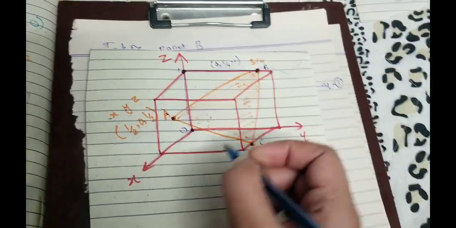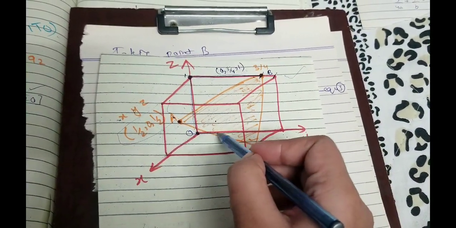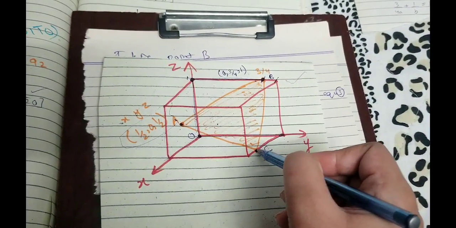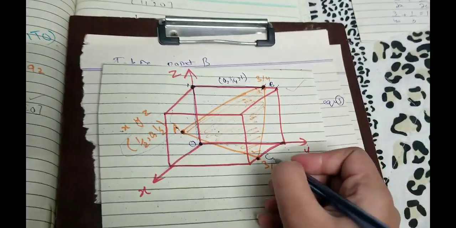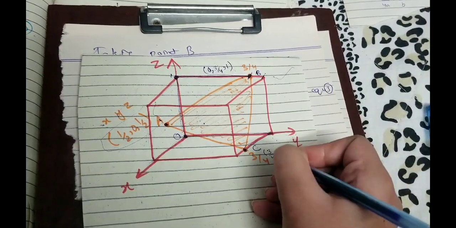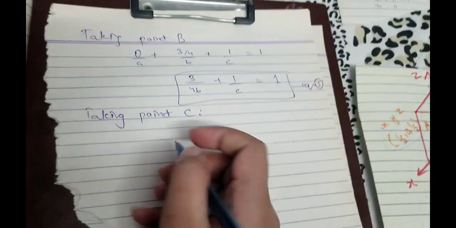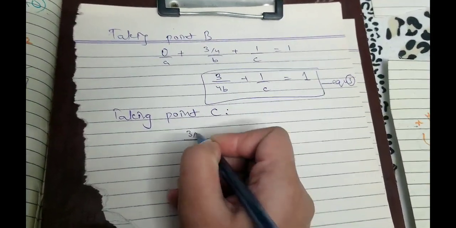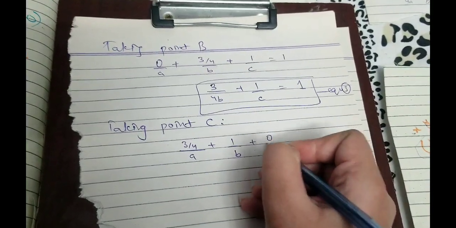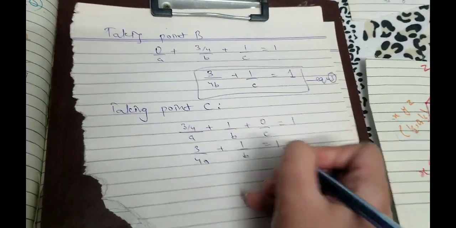This is the point C. Let us write its coordinates. To reach that point, we'll move 1 unit along the y-axis and 3 by 4 unit along the positive x-axis. No movement along the z-axis is needed, so 3 by 4 along x, 1 along y, and 0 along z. So 3 by 4a plus 1 over b plus 0 over c equals 1, that is 3 by 4a plus 1 over b equals 1.